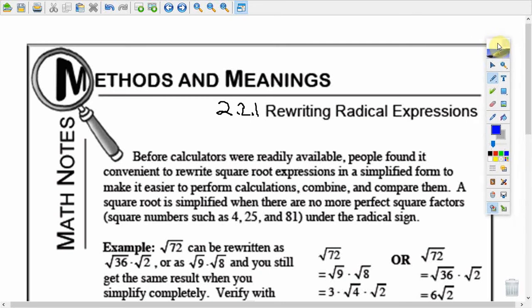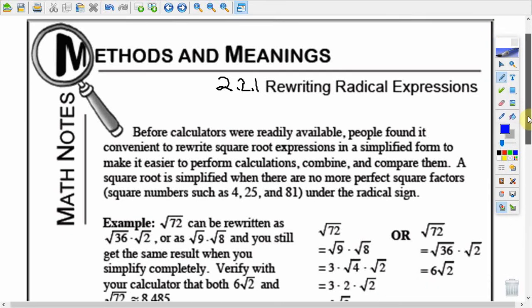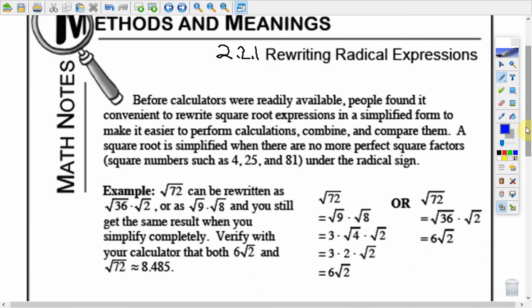Okay, so radicals, otherwise known as square roots, but technically could be any roots, but today we're going to be talking about square roots. Before calculators were readily available, people found it convenient to rewrite square root expressions in a simplest form to make it easier to perform calculations, combine and compare them. A square root is simplified when there are no more perfect square factors, square numbers such as 4, 25, and 81 underneath the radical sign. Well, let's figure out what that means.